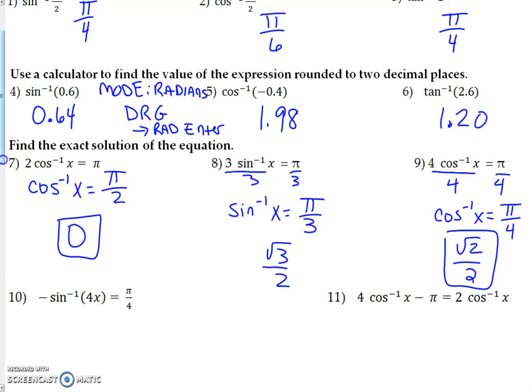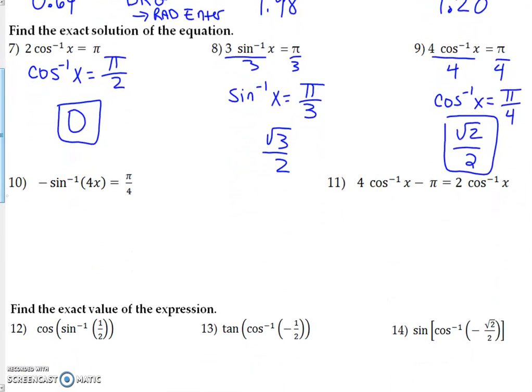All right, problem number 10. Notice I've got this negative out front, so I have to get rid of that negative. So we're going to leave that 4x in the parentheses. We're just multiplying both sides by a negative 1 in order to eliminate the negative on the left-hand side. That 4 that's inside of the parentheses, you cannot touch it until you have solved for the inverse sine of negative pi over 4.